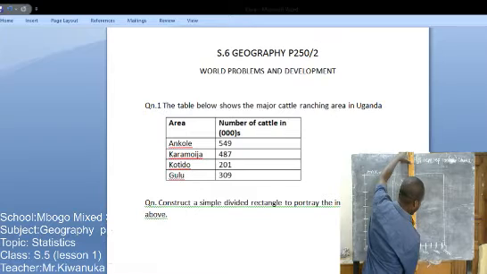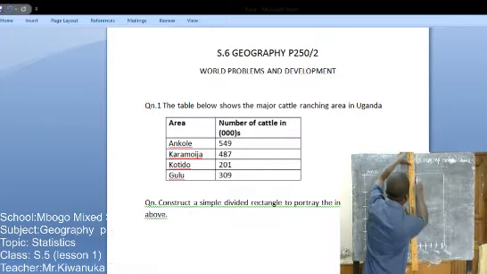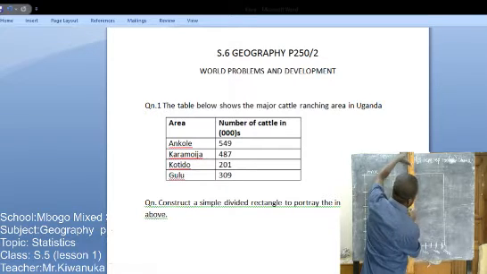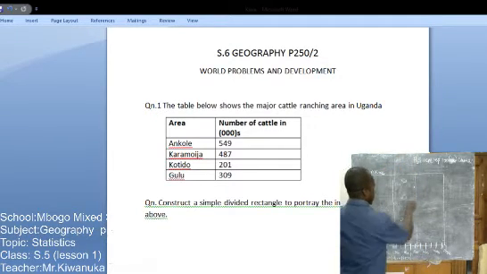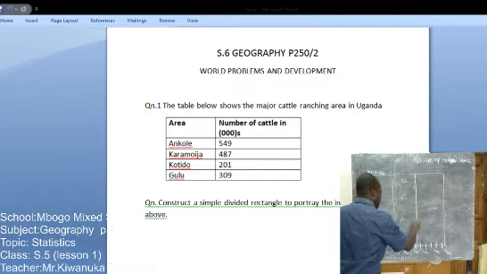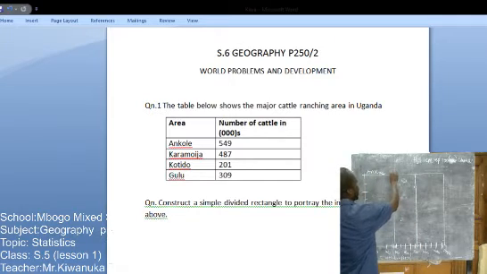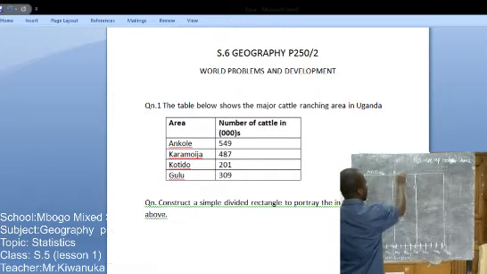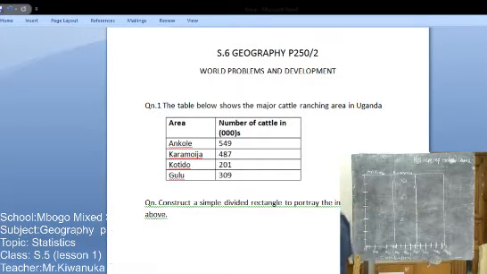So you demarcate off that and you draw a line. You draw a line. Let me make it a little thicker. This is Karamoja. Then we go to what comes third, that is Gulu. Gulu is 1345. We can use this horizontal scale as well.